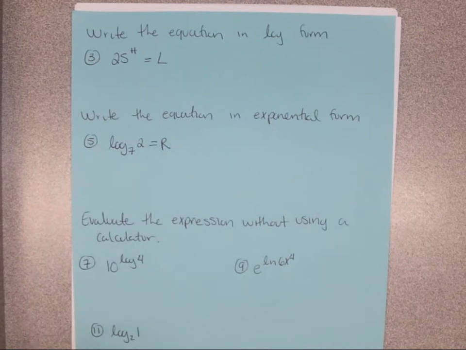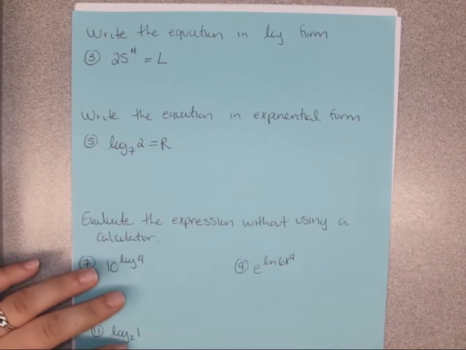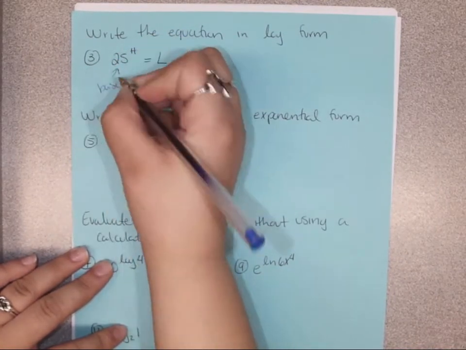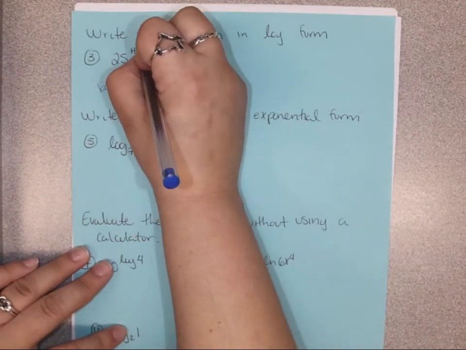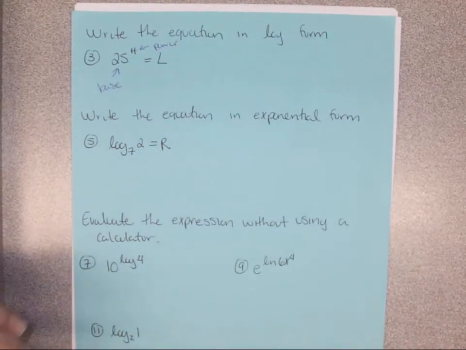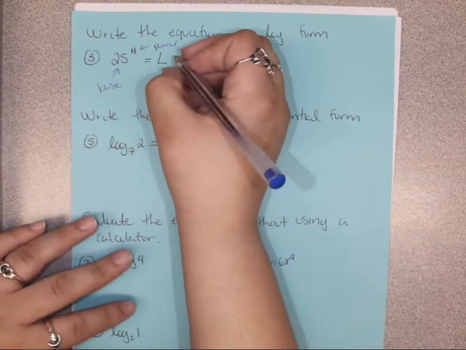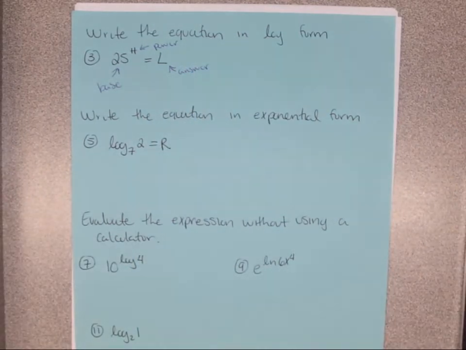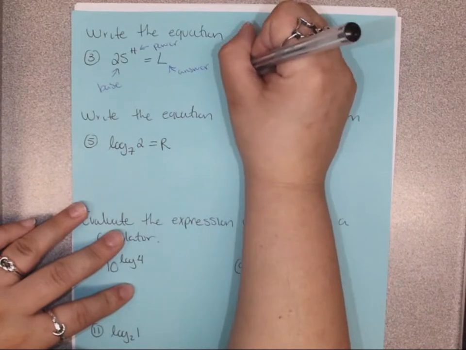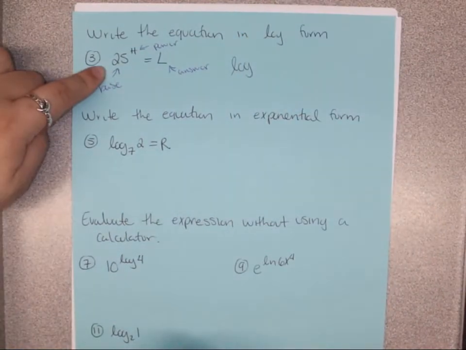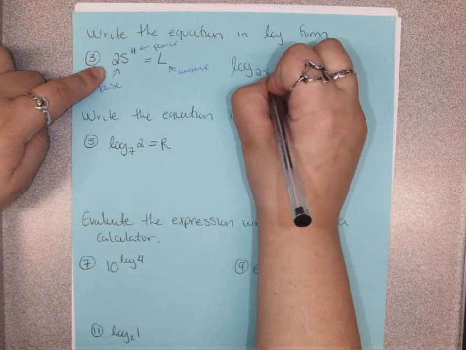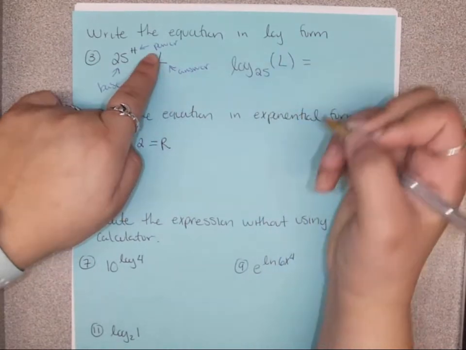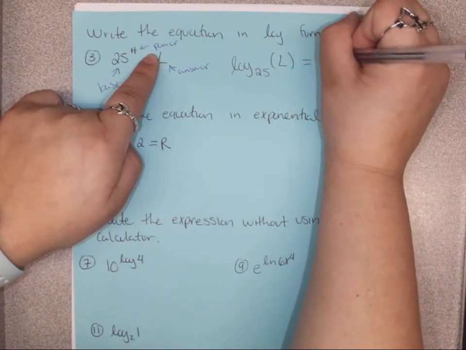On this one, you just have to remember how we talked about it, right? When you talk about 25 here, it represents a base. A base is always raised to a power, and whatever's on the other side of the equal sign is your answer. So when you're changing from exponential to log form, you take the log of your base, in this case our base is 25, of your answer, our answer is L, and we set it equal to your exponent. We set it equal to your power.